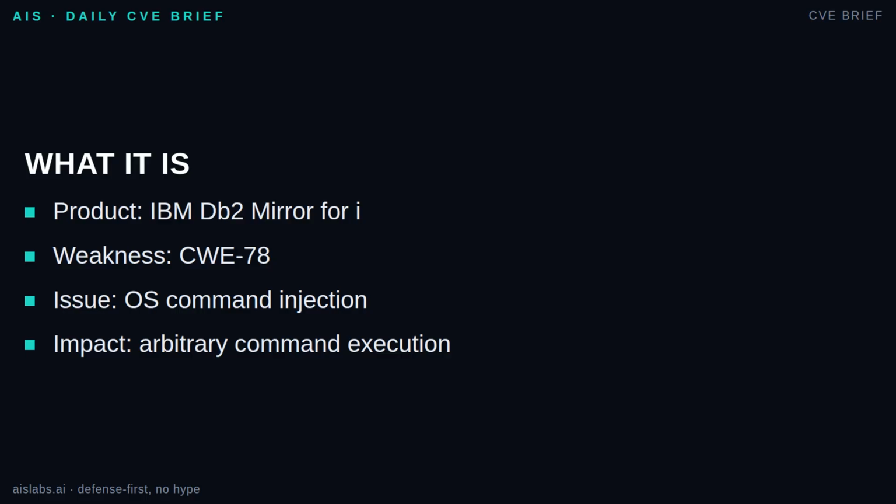Many applications need to ask the operating system to do work: run a utility, call a script, manage a process, or trigger a backend operation. If the application builds that command using input it receives, and it does not correctly separate data from command syntax, then special characters can change the meaning of the command. The application thinks it is handling normal input. The operating system interprets part of that input as instructions. That is command injection. The consequence described here is arbitrary command execution, meaning the attacker's influence can move beyond the application layer and into commands executed by the underlying system context.